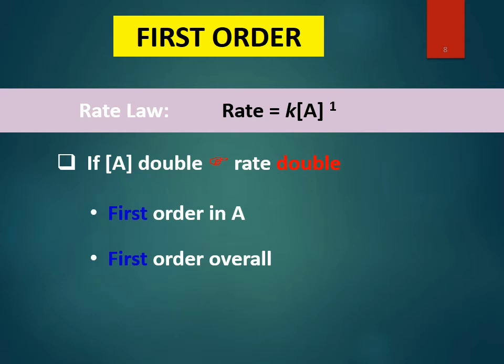For the graph of rate against concentration of A, I will get a straight line. So we say the rate is directly proportional to the concentration of A. When my A increases double, my reaction rate will also double. When my concentration of A triples, my rate will also triple. So it is directly proportional.